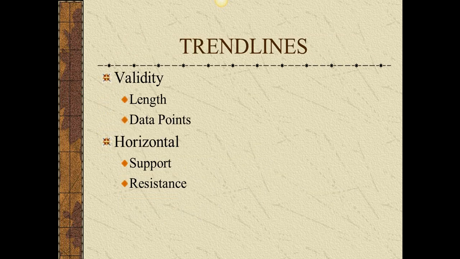So trend lines, validity. The longer the trend line is in play, the more valid it is. The more data points it touches, the more valid it is. And again, we're focusing today on horizontal lines. Horizontal will give us a good idea of support and resistance: support on the bottom and resistance on the top. So let's leave the chart here.